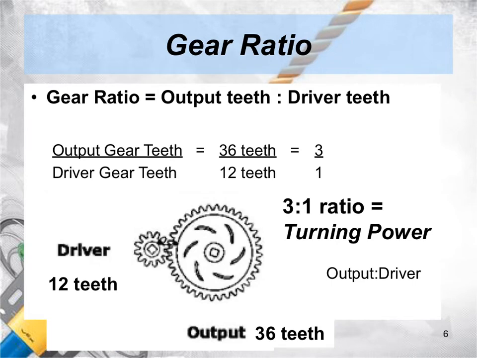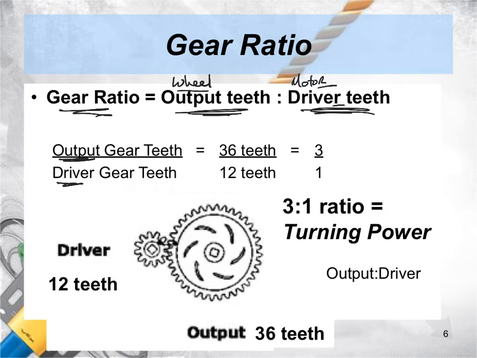This chart is another way to look at gear ratios. As we said, for a gear ratio, we compare the number of teeth on the output and the number of teeth on the driver. Remember, driver is our motor gear, and the output is the gear on the wheel. We're not worried about any other gears in between. So to find a ratio, we take our output gear and compare it to our driver gear.